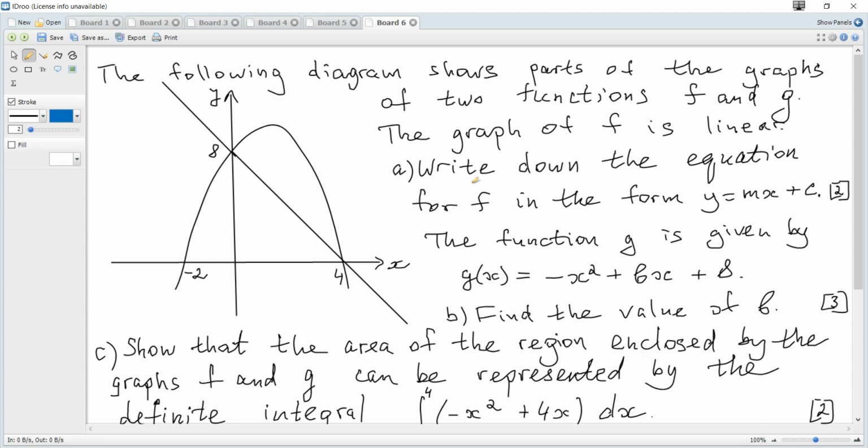The following diagram shows parts of the graphs of two functions f and g. The graph of f is linear. Question A: write down the equation for f in the form y = mx + c.